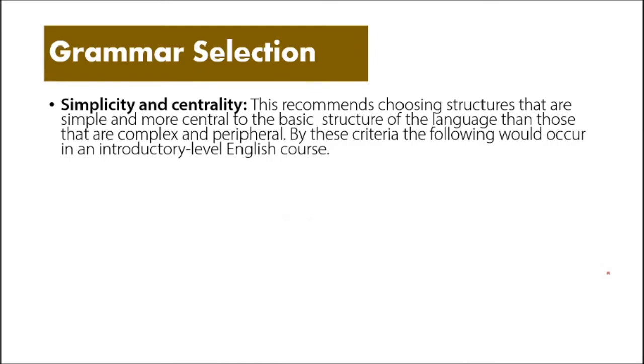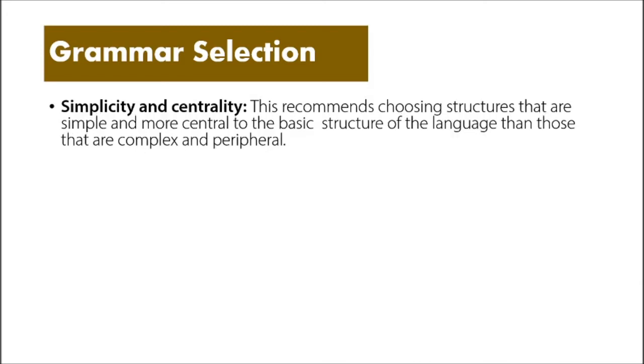So let's have first the grammar selection. What are the criteria in selecting the grammar to be included in teaching the second language? We have the first one, simplicity and centrality. This recommends choosing structures that are simple and more central to the basic structure of the language than those that are complex and peripheral. You don't need to complicate things here, since our students are learning English as a second language. We have to start with the basics.